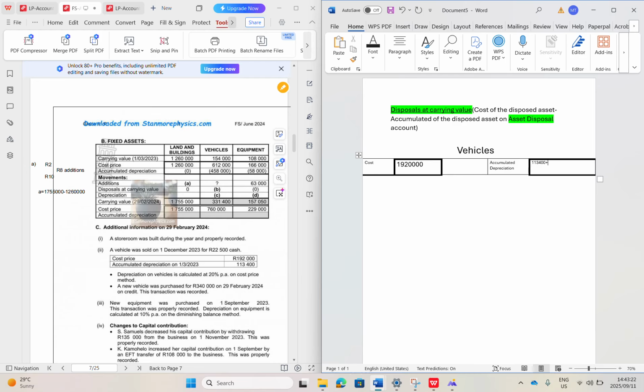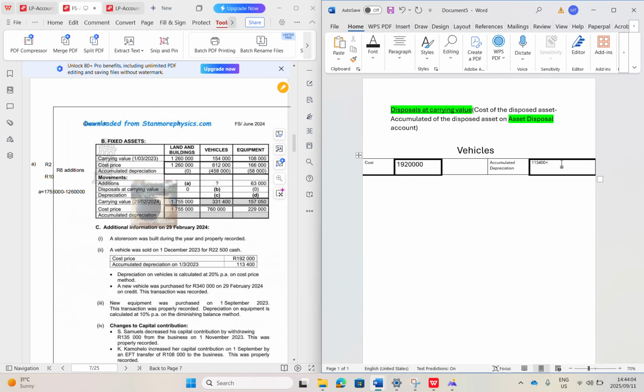A new vehicle was purchased on whatever date, but we are dealing with letter B. This is important when it comes to other questions. Here we are dealing with letter B, which is disposals at carrying value. You see it highlighted. So we need our disposal account. We have recorded our cost, we have recorded our depreciation up to the 1st of March 2023. We need depreciation up to the date of sale. You get what I'm saying? Okay, let's go. Remember, cost price method.